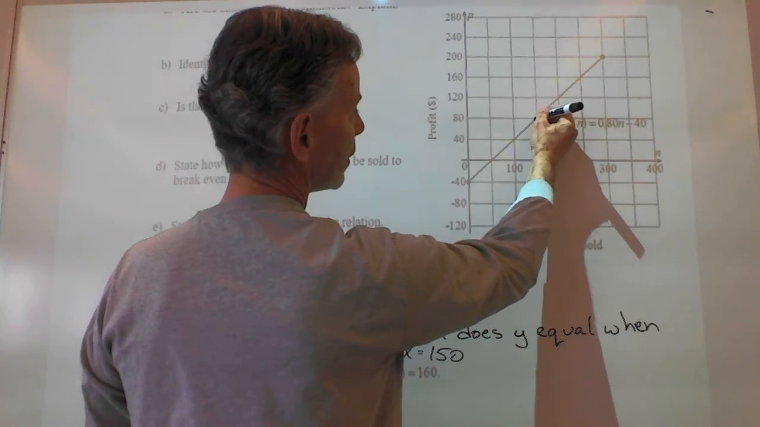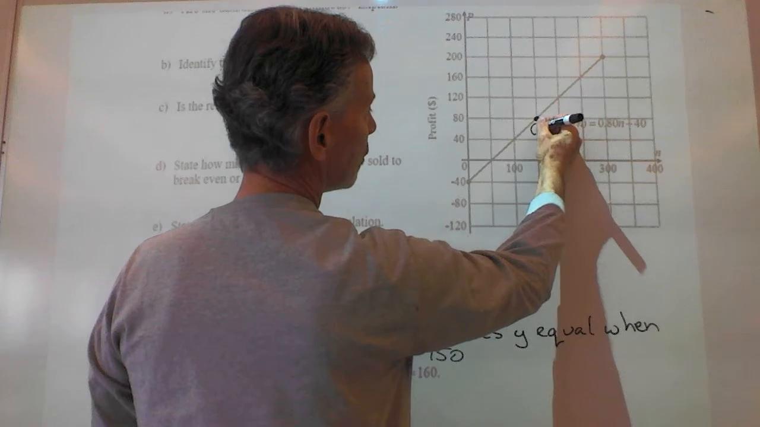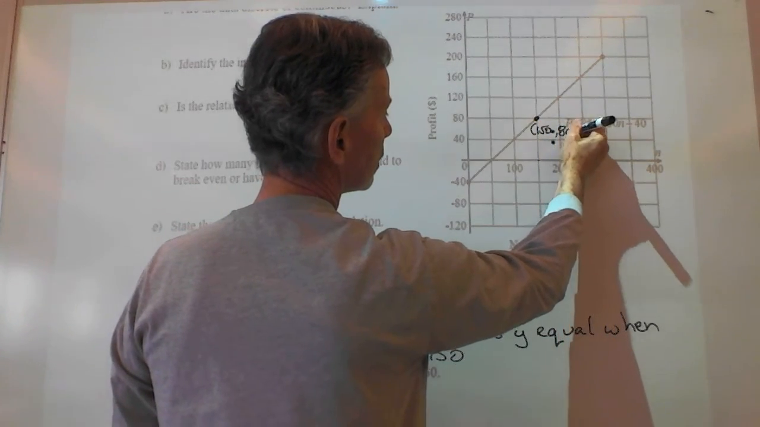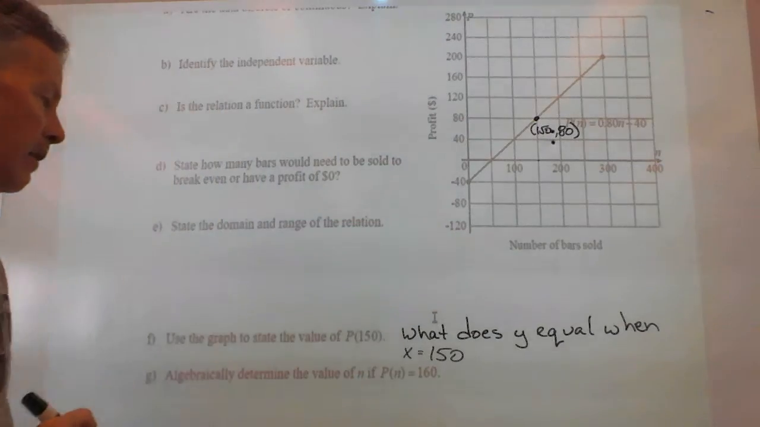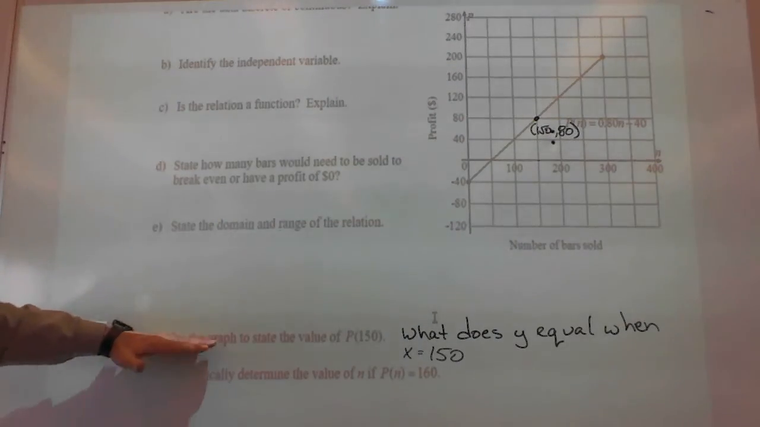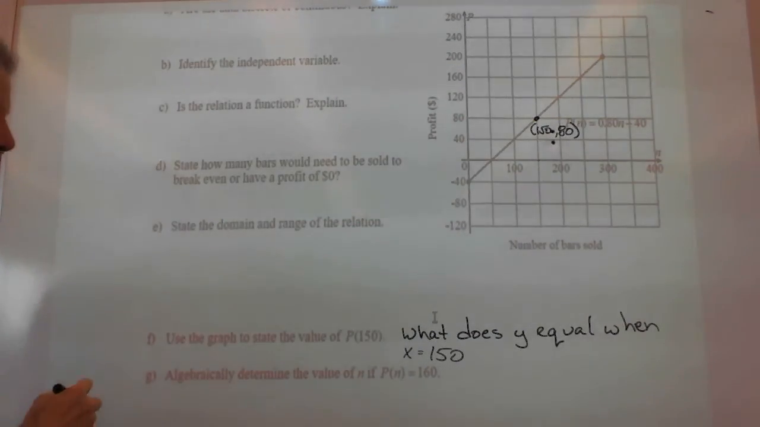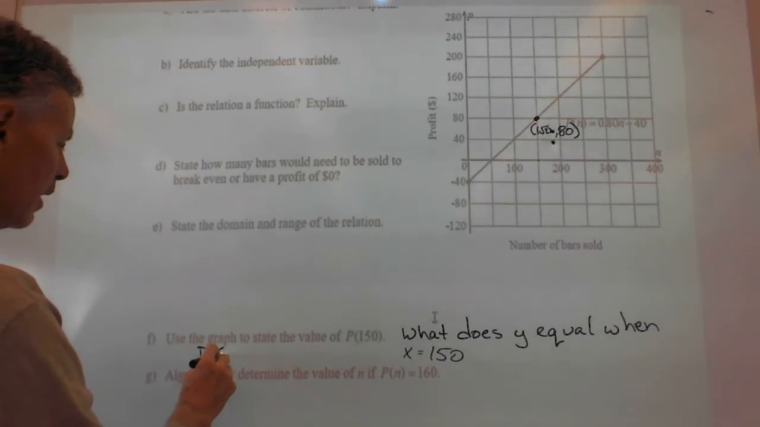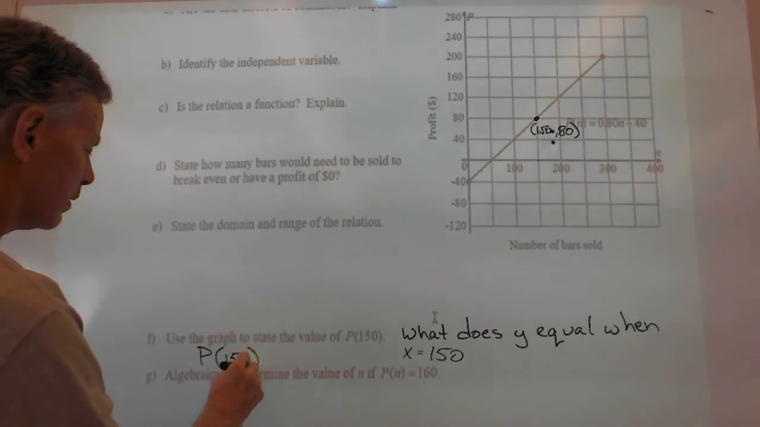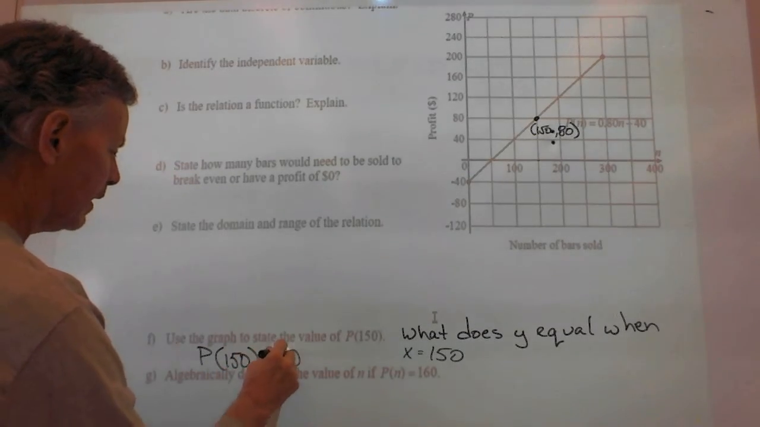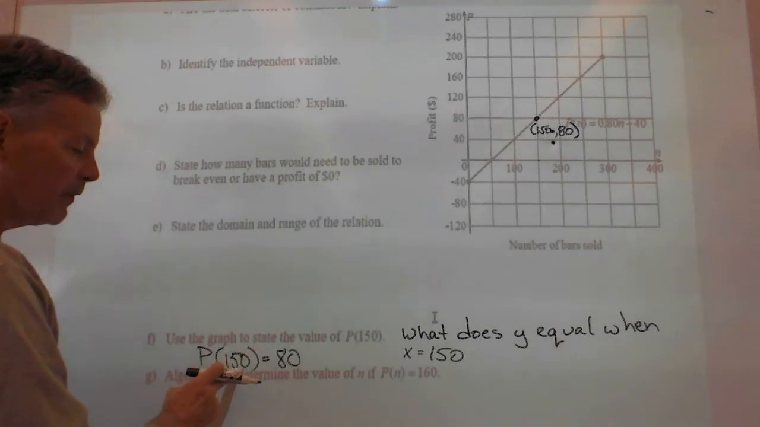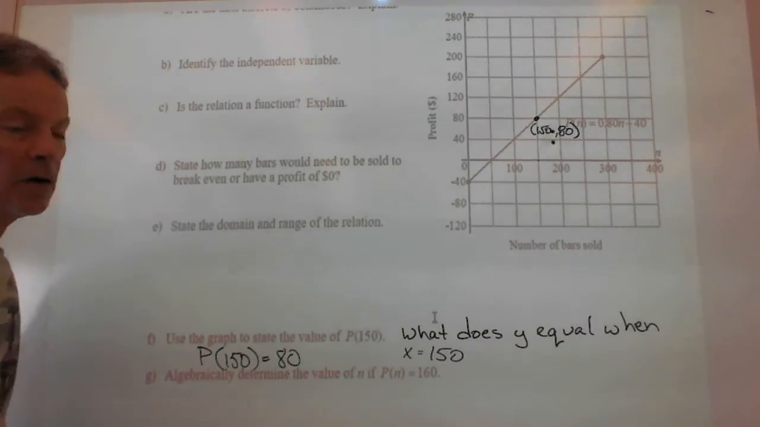They're talking about this point right here where x is 150, y is 80. So, using the graph to state the value of p at 150, we would say p at 150 equals 80, or our profit when we sell 150 bars is $80.